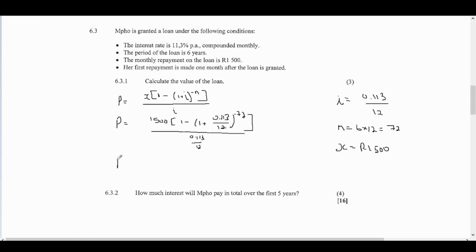Therefore, we type all of this in our calculator, we get a loan amount of 78,173.493, and this is in rands.